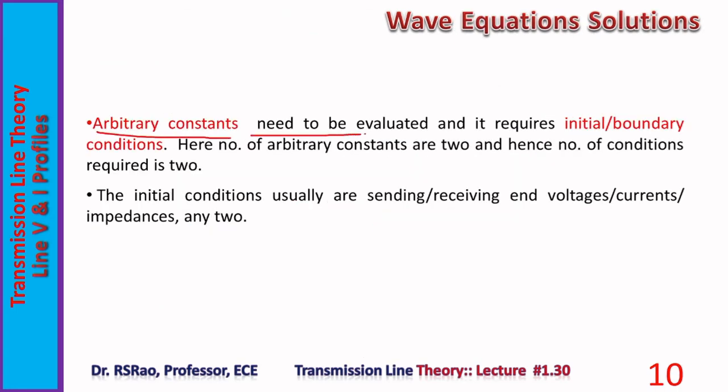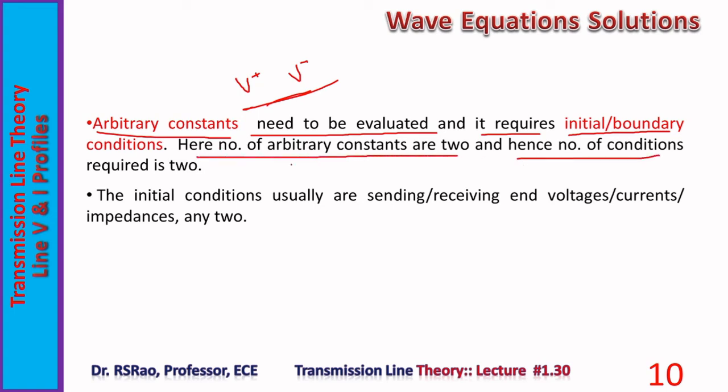Arbitrary constants need to be evaluated, and here arbitrary constants mean V plus and V minus. The expressions we have for voltage and current at the point P involve constants. They are to be evaluated. Then only will we get the specific particular required expressions for voltages and currents. Arbitrary constants need to be evaluated and require initial or boundary conditions. Here the number of arbitrary constants is 2, and hence the number of conditions required is also 2. Initial conditions usually are sending end or receiving end voltages, currents and impedances.